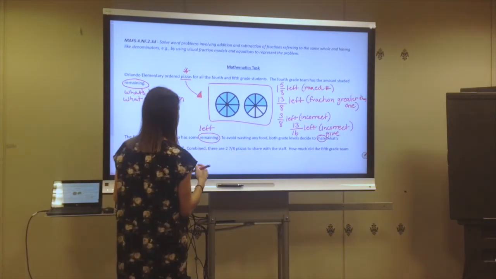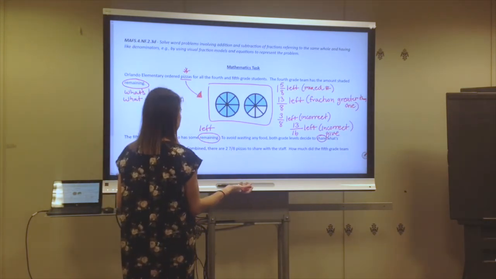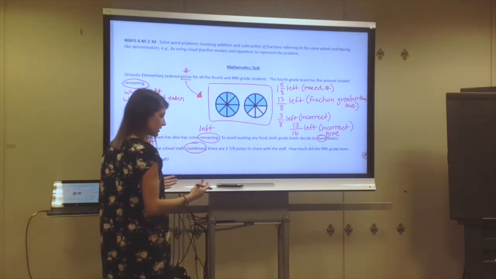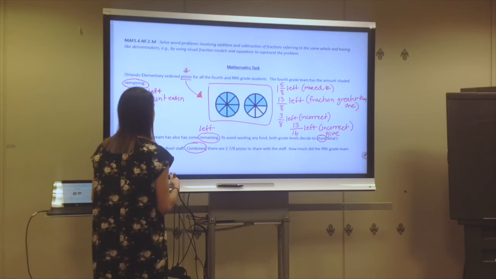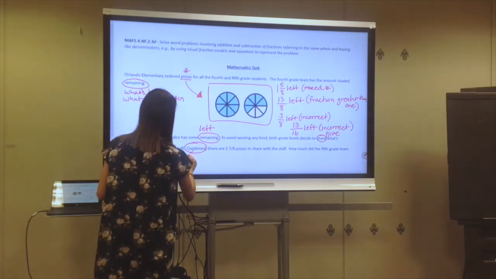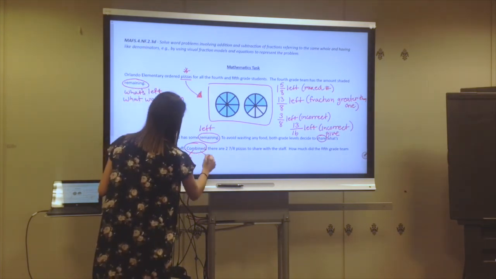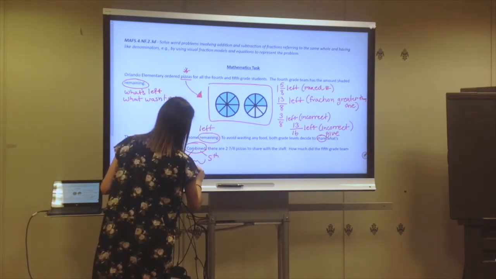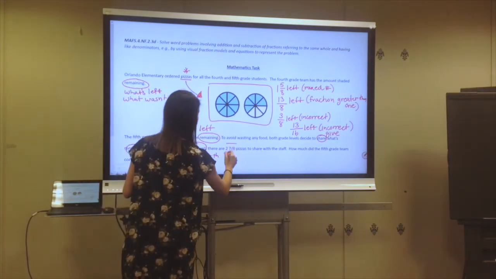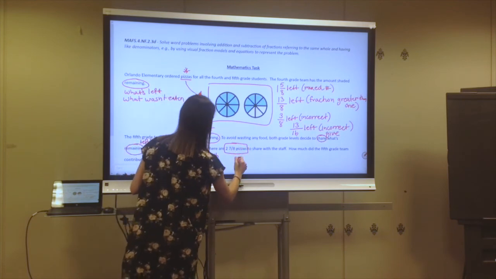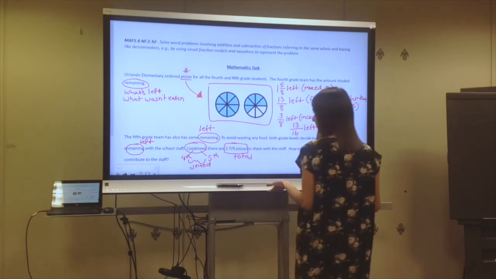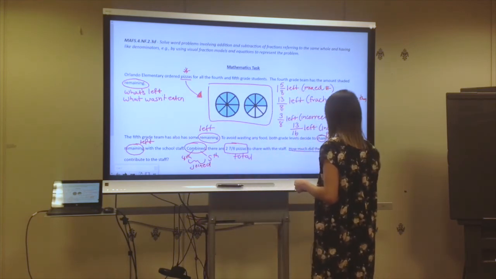And then combined, there are 2 7/8 pizzas to share with the staff. Combined is also another important word in math, which usually signals putting together or joining together. And because we know we have something dealing with this 4th grade team and some left from this 5th grade team, I think this word combined is really about what they have joined together. And then it gives me an amount, which is 2 7/8 pizzas, and so I think that's really what that total is. And now I've come to my question, how much did the 5th grade team contribute to the staff?